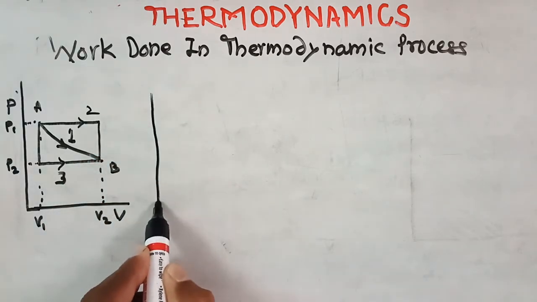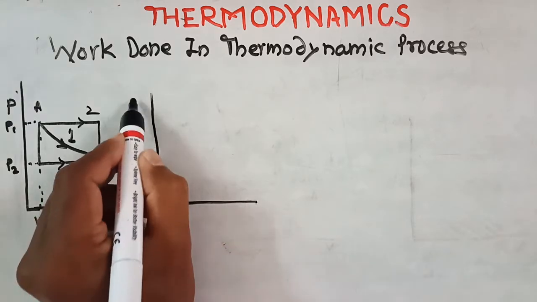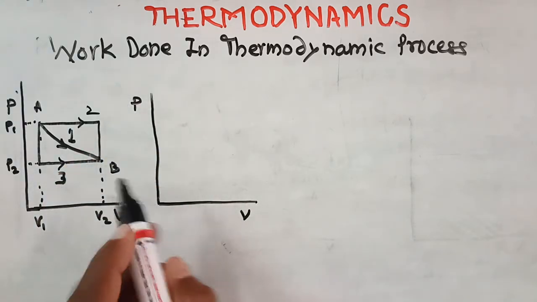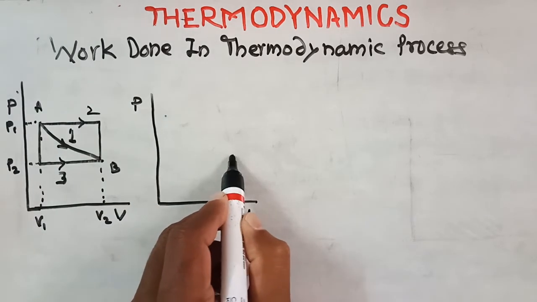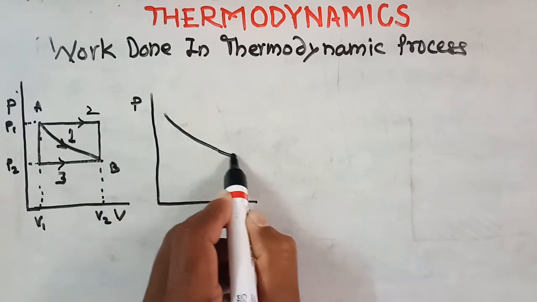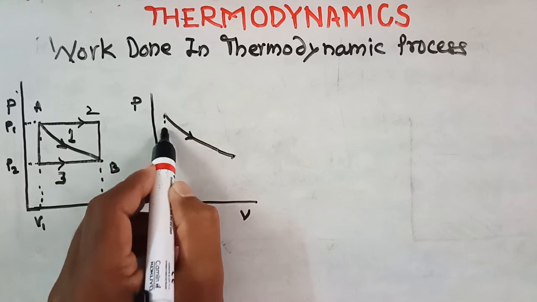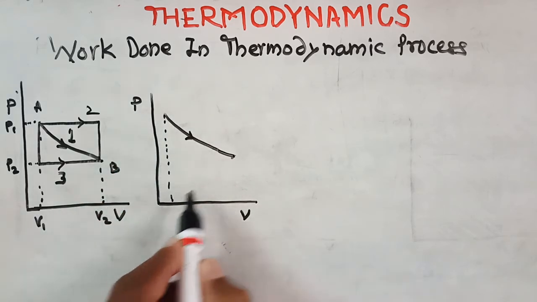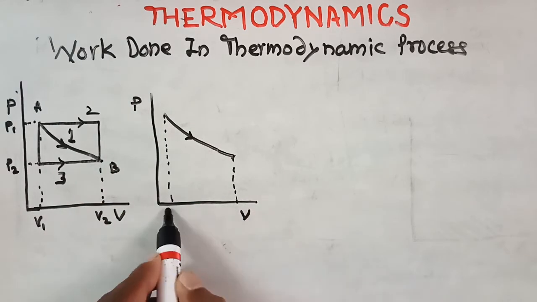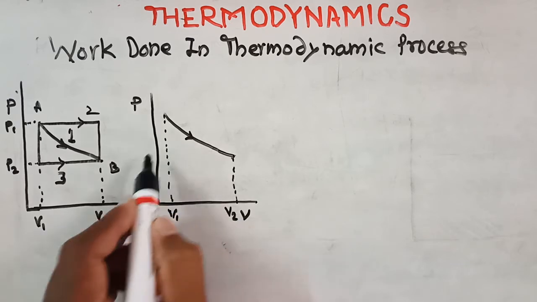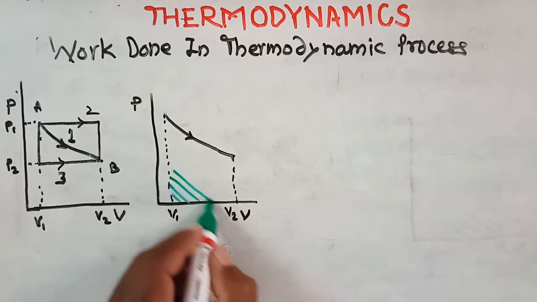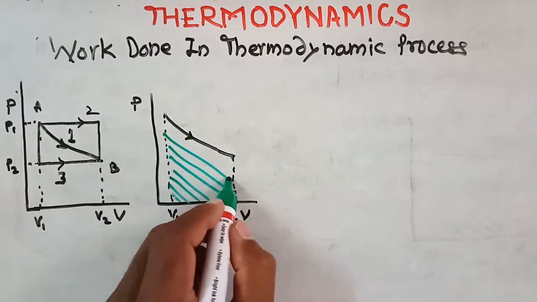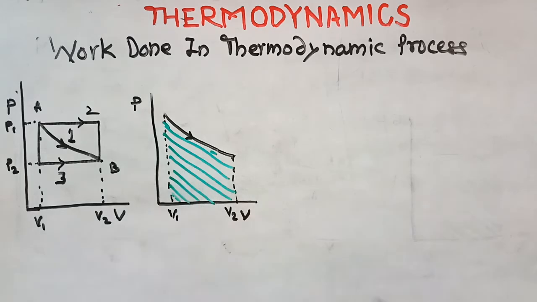Now let us first see the work done in the first case. This is our PV diagram. This is our initial point A, this is our final point B, and this is the path. This is the initial volume, this is the final volume. Volume changes from V1 to V2. So the area under the curve is this much. This much is the work done. This area under the curve represents the work done by the system.